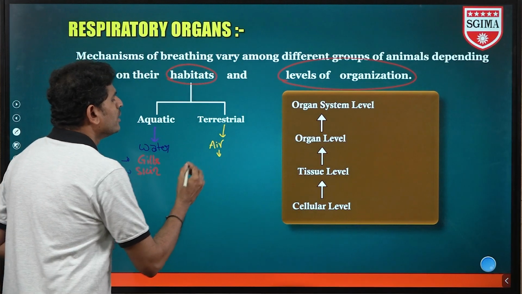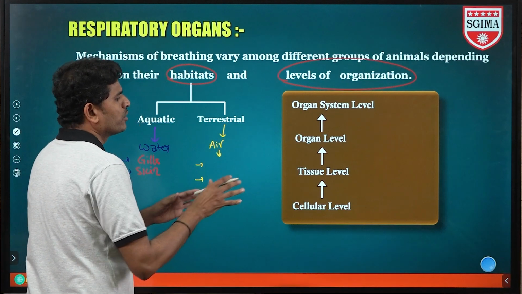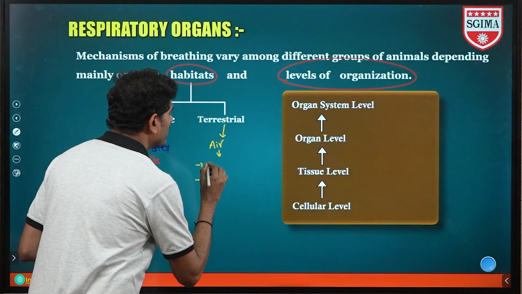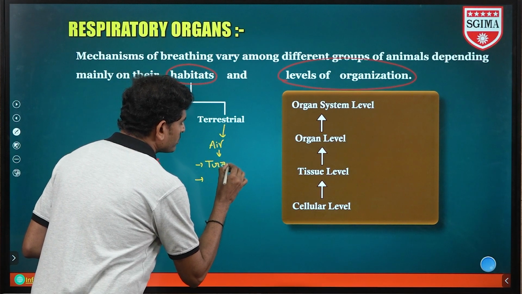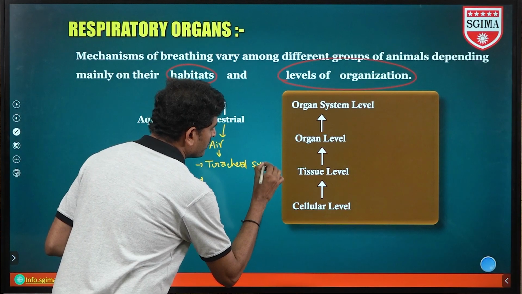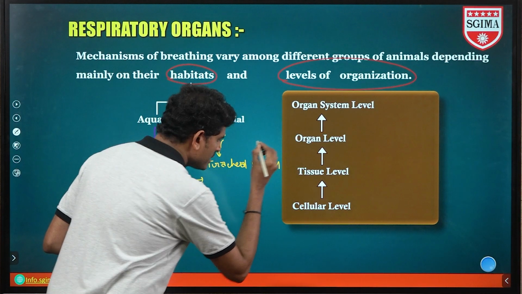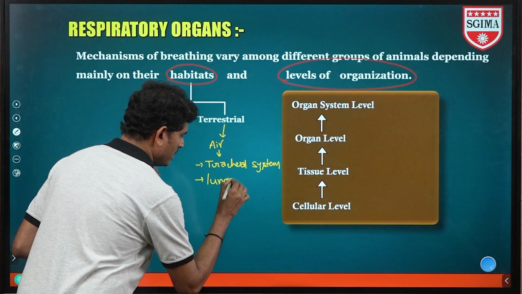Okay, so majorly the respiratory organs are what they have to take from the surroundings and utilize. Those are the tracheal tubes, the tracheal system, and another one is lungs, as we know.